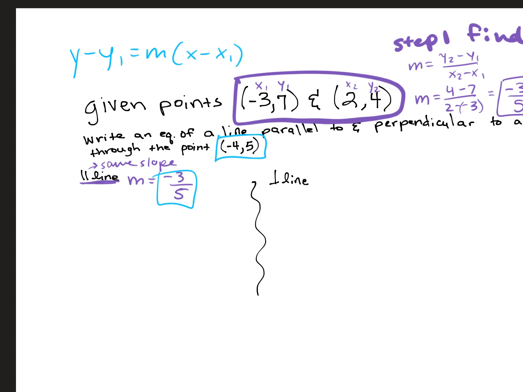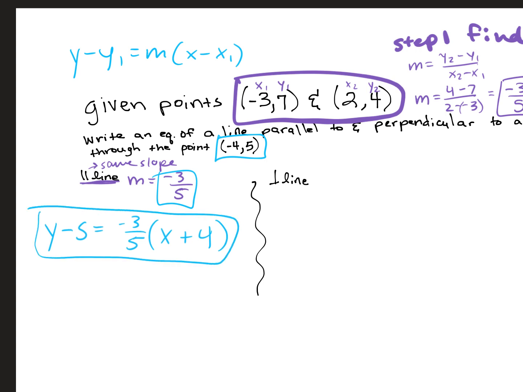So Tomas, let's try this again. Times? Awesome. So it'd be y minus 5 is equal to negative 3 over 5 times x plus 4. So since it was minus negative 4, it turned to plus. So that would be our equation of a parallel line.